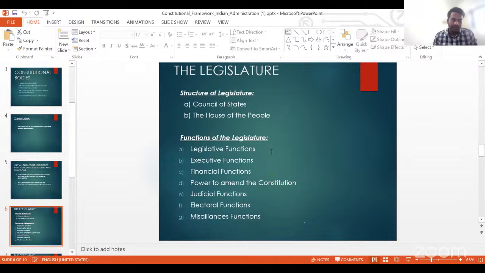Here, the meetings of the Lok Sabha are presided over by the Speaker. The Speaker is elected from the Lok Sabha itself. He is the chairperson of all the meetings held by the Lok Sabha. He is assisted by the Deputy Speaker. In the absence of the Speaker, the Deputy Speaker presides over all the meetings and takes all the responsibilities of the House. Just remember those: Council of States and House of the People.